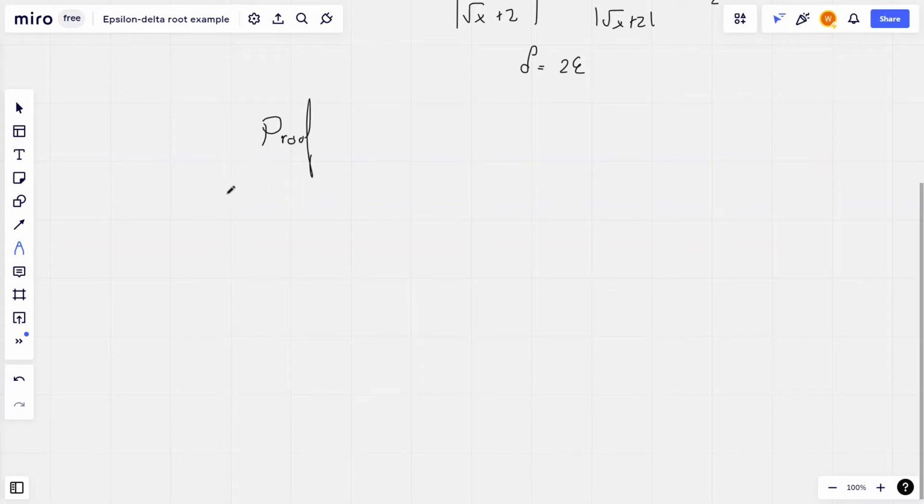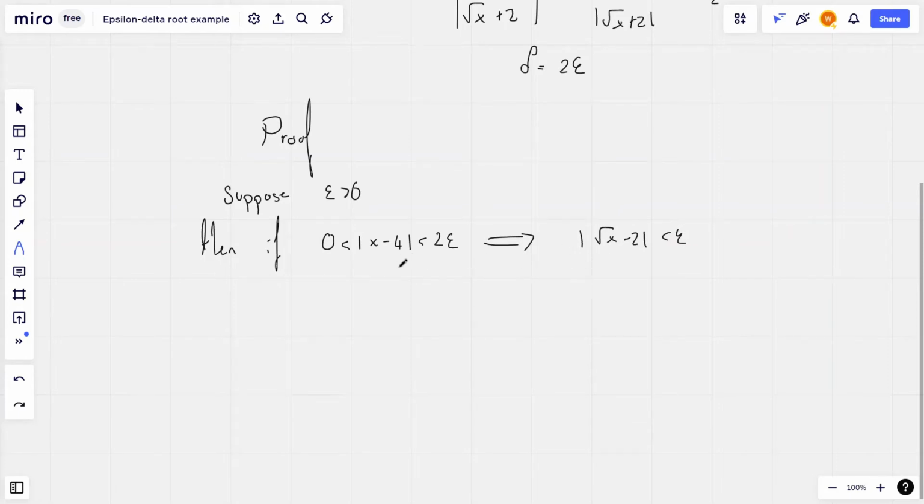Proof. Suppose that epsilon is greater than 0, then if 0 is less than the modulus of x minus 4 is less than 2 epsilon, then we have that the modulus of root x minus 2 is less than epsilon. So we're trying to go from this step to this step.